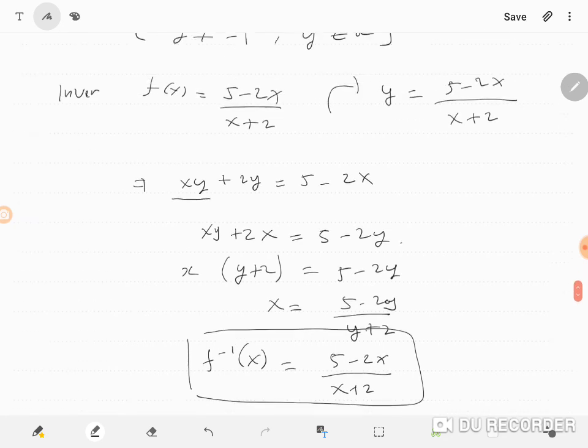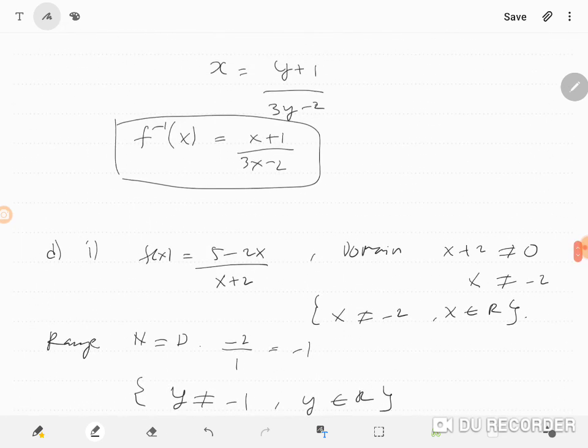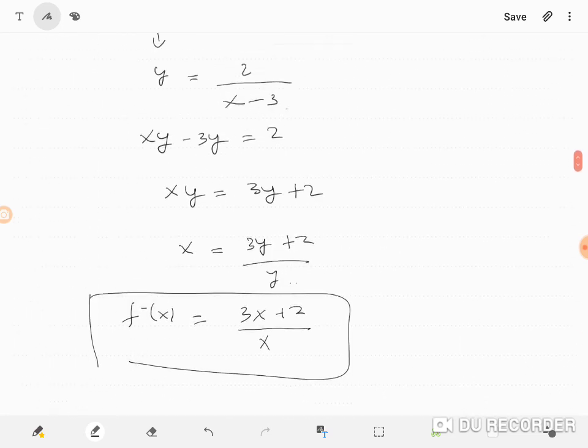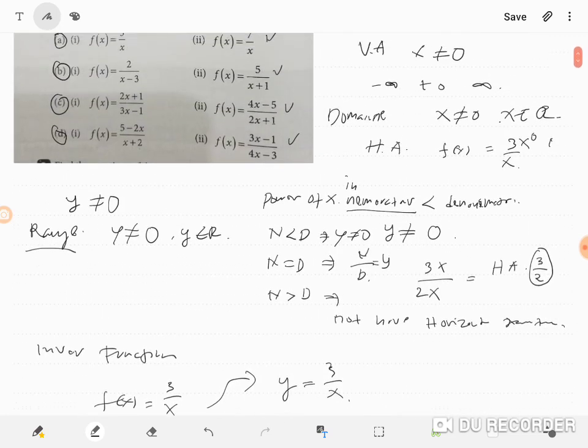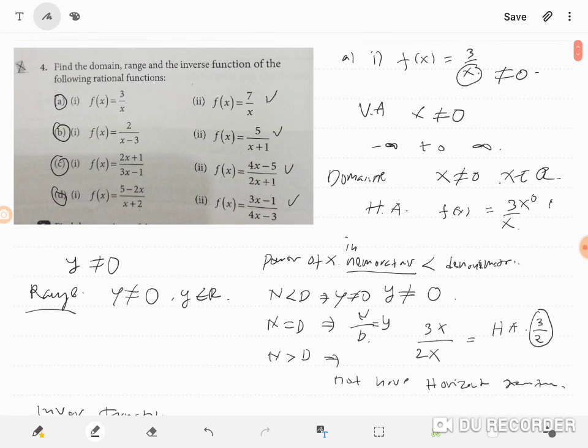How do you find the domain, the range, and the inverse of a rational function? This one I already answered, A for this part, and I hope you can do the remaining one in this one. Use the same method that I already explained in this video.